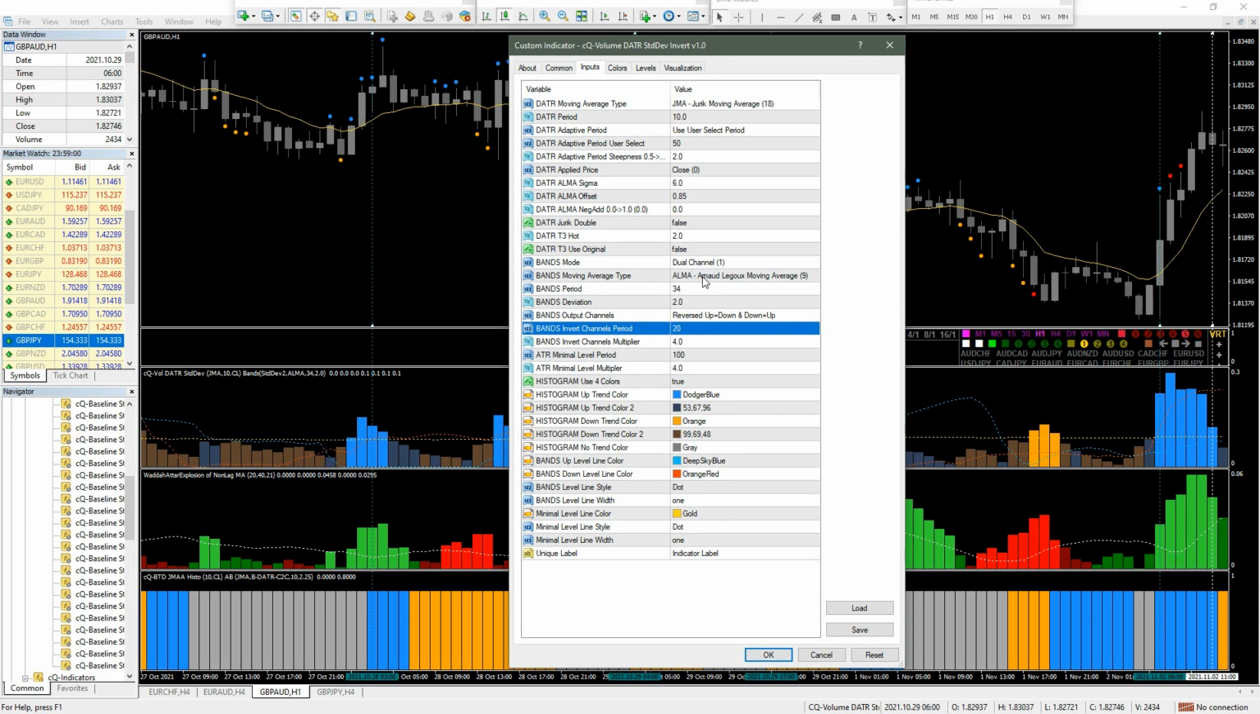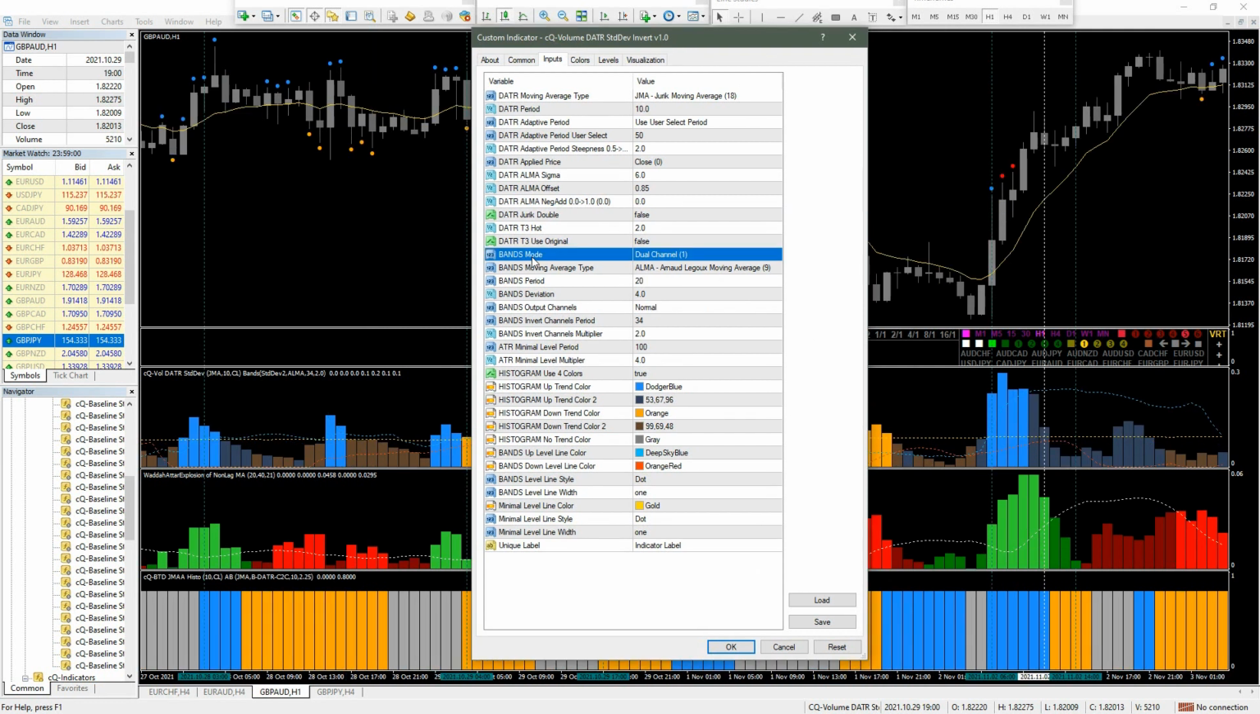So I'm also going to have one that is an inverted one, but it uses the ATR and standard deviation to invert it. One that uses moving average and standard deviation, and then the normal standard deviation that you would expect standard deviation to behave. Anyway, that's why there's going to be 3 more indicators of this type of the cQ-Volume DATR, but this last part of the name will change.